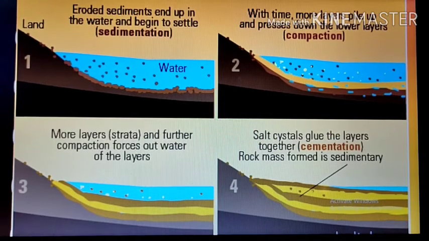Now, over here in the figure, you can see in the first figure that eroded sediments are ending up in the water and are beginning to settle. This process is called sedimentation. Then, with time, more layers pile up and press down the lower layers. This process is called compaction. And further, when more layers and further compaction occurs, it forces out water of the layers. Then salt crystals glue the layers together, which is called cementation, and rock mass is formed, which is called the sedimentary rock.